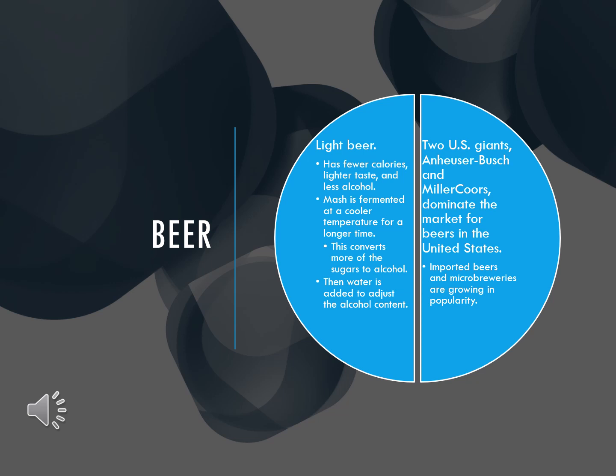Light beers have about 10% less alcohol and 25 to 30% fewer calories. The mash is fermented at a cooler temperature for a longer time, so this way more of the sugars are converted to alcohol. Then the alcohol content is adjusted by adding water, resulting in a beverage with considerably less remaining sugar and only a bit less alcohol.